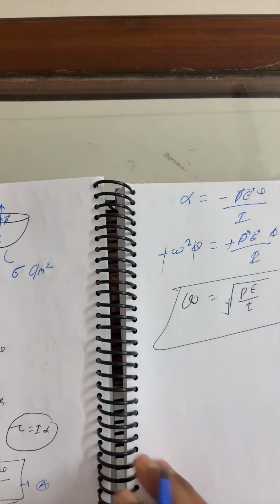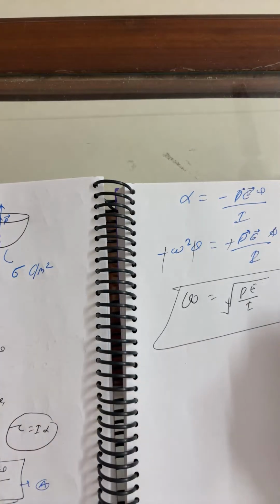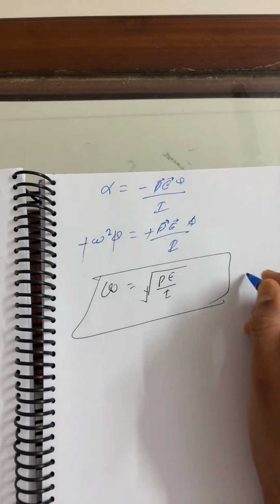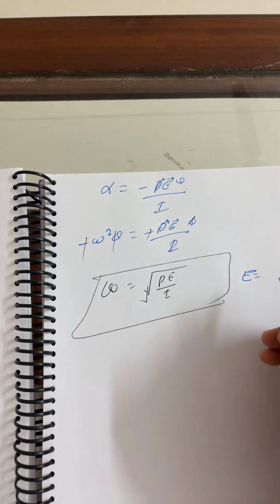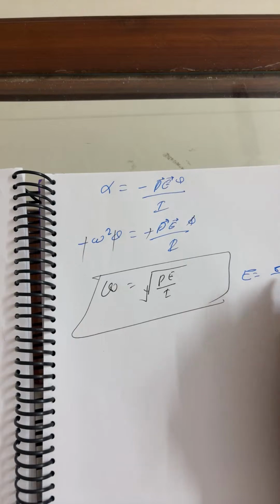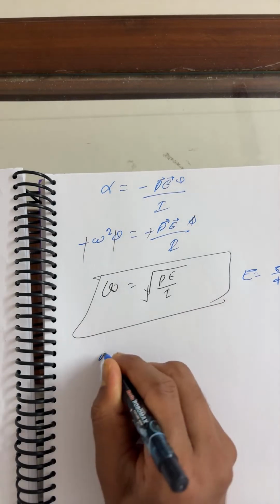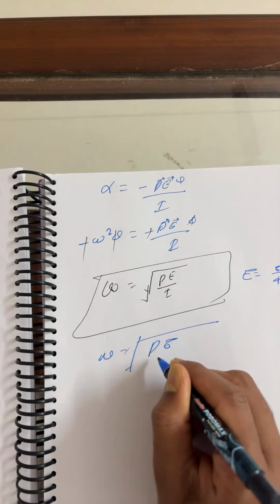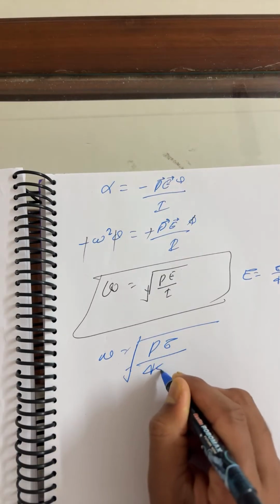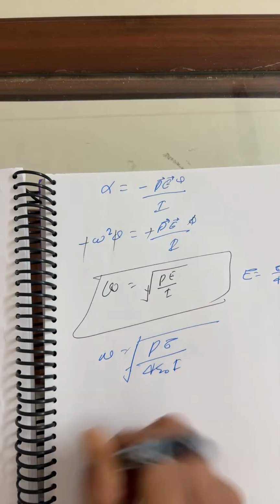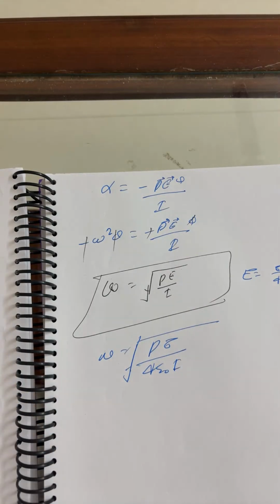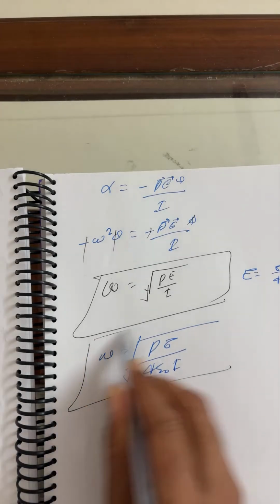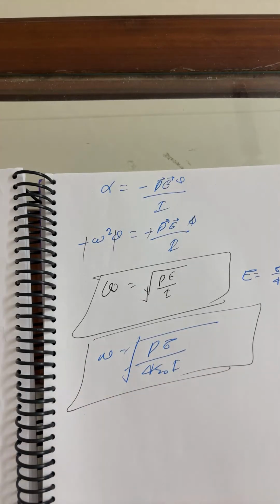But the electric field we know already, I hope all of you remember. For a hemisphere, the electric field is sigma by 4 epsilon naught. So you can write omega as the root of P into sigma by 4 epsilon naught into I. Finally, you got the value of omega.